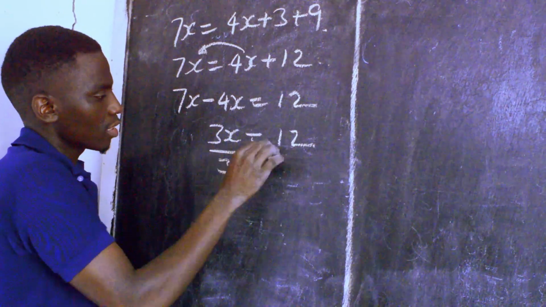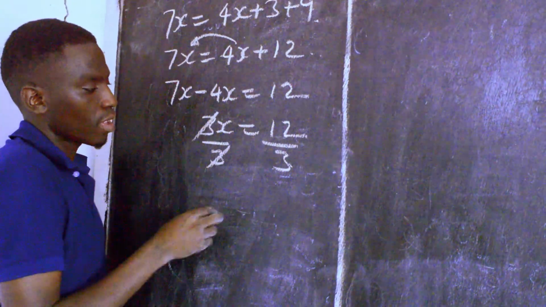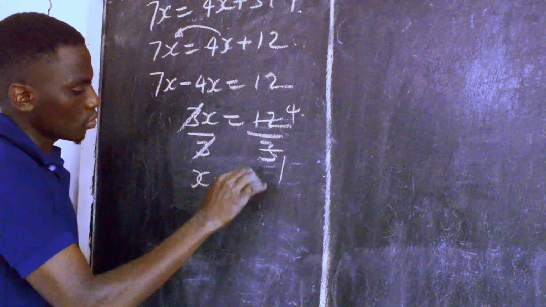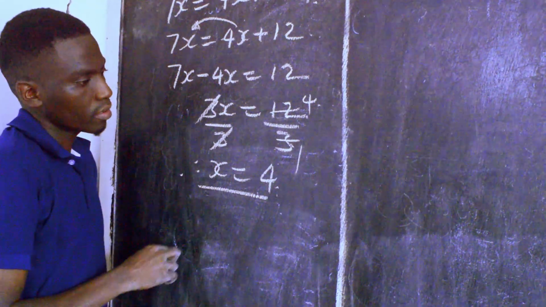So here divide by 3 on both sides. This and this cancel by 3, 12 by 3 you get 4. So x will be equal to 4. This is the required value of x.